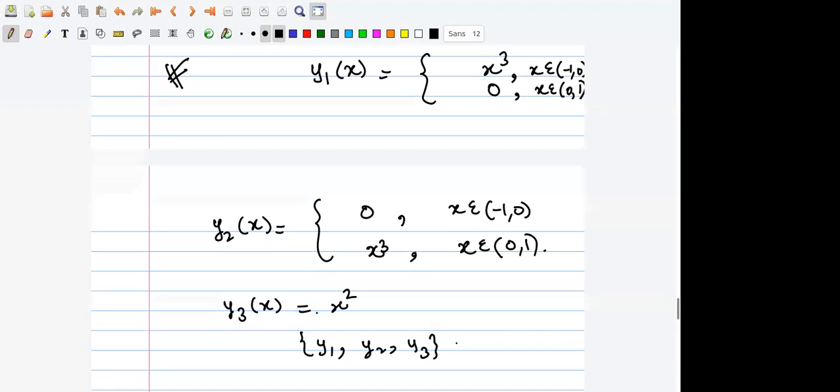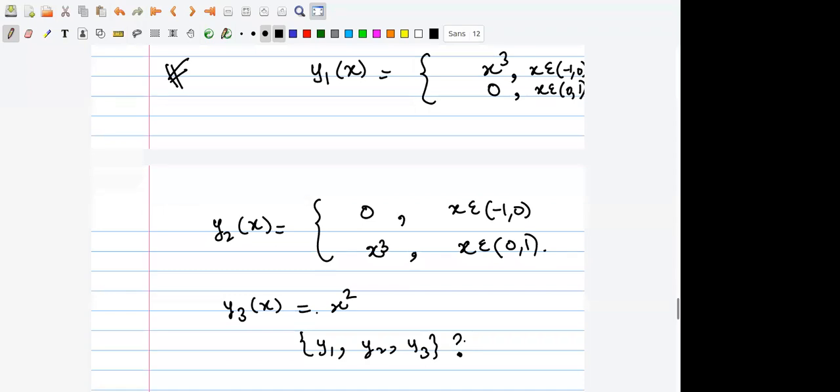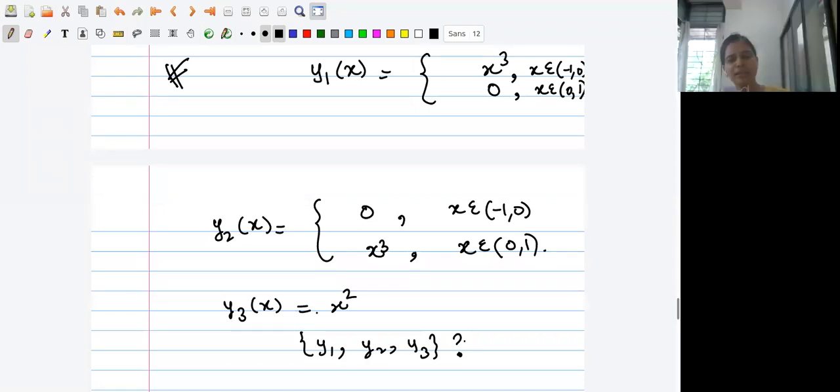But these are not linearly independent, right? So this is a question. I was just going to put a question mark. Are they linearly independent? Is my question. On the interval -1 to 1. You know, I should write that.